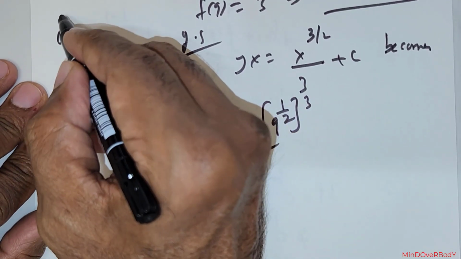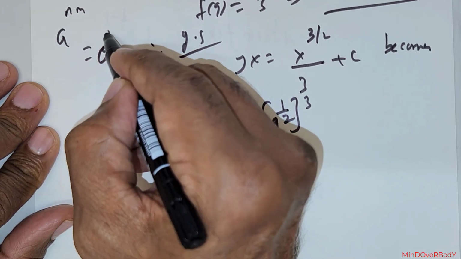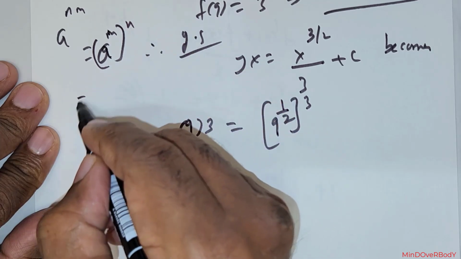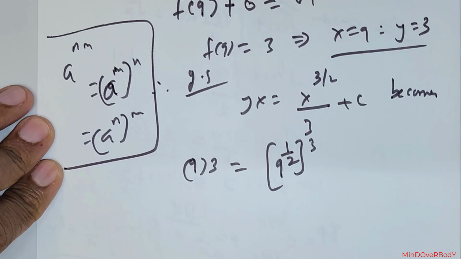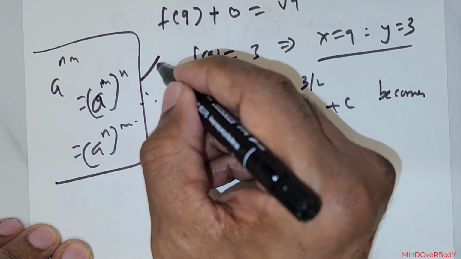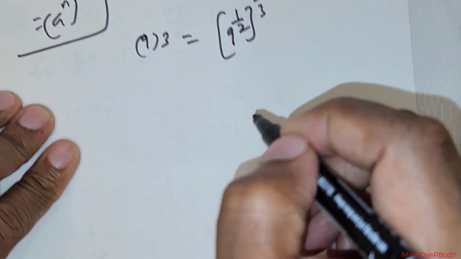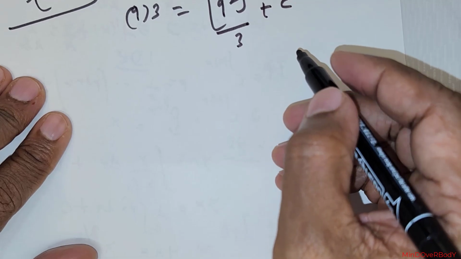It's acceptable, right? A raised to the power of n times m can be rewritten as a raised to the power of m, the whole raised to the power of n, or a raised to the power of n, the whole raised to the power of m. This is from the law of indices. So this is by the mathematical law, and divided by 3 plus c.